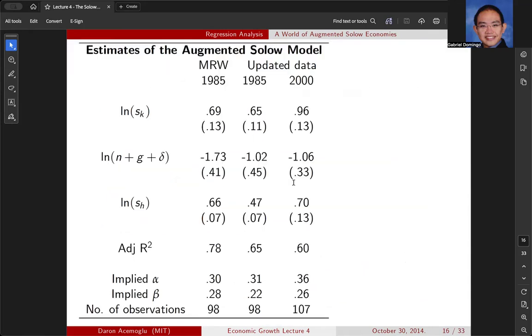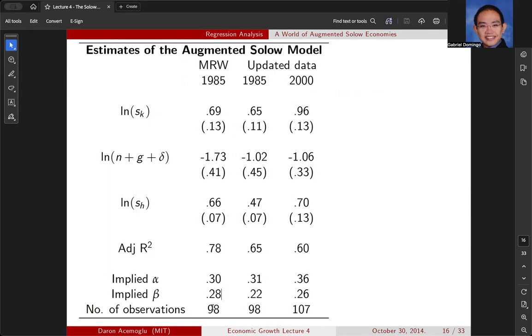What did we notice here? So the coefficient of ln sk is 0.69. The coefficient of ln sh is 0.66. And notice that you'll have those implied values of alpha and beta very similar to each other, of 0.3. Notice that it's literally half, so half the alpha from before. From before it was like 0.5, almost 0.6, and now it becomes 0.3. And beta takes up about half of the value, 0.28 or almost 0.3.